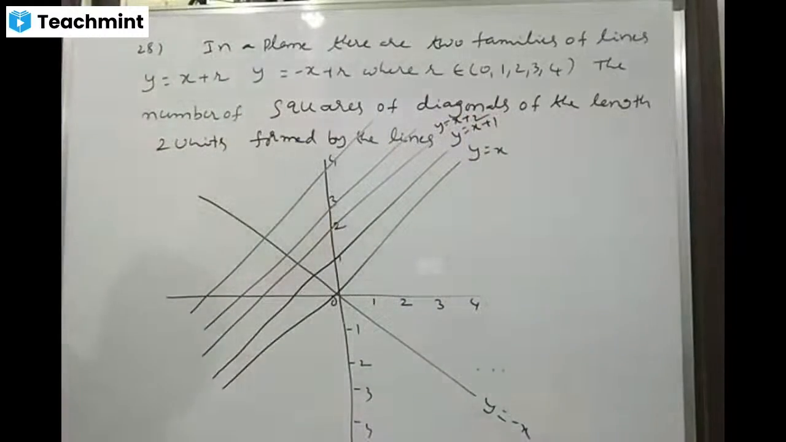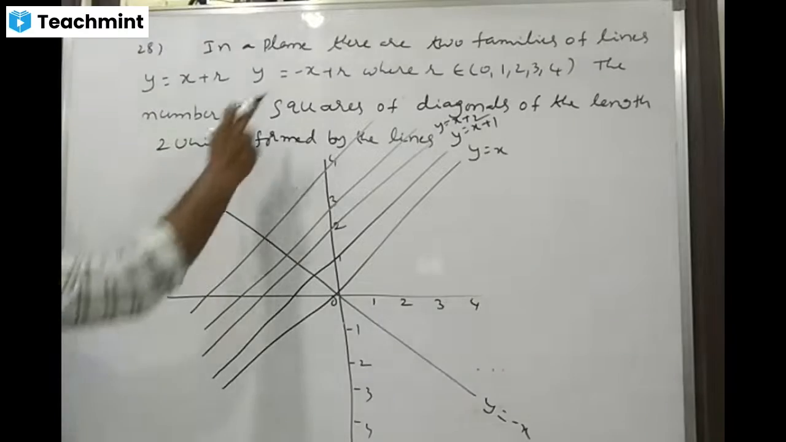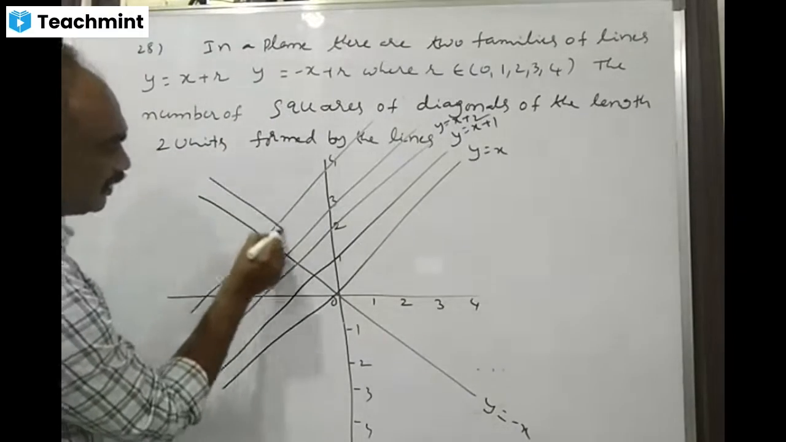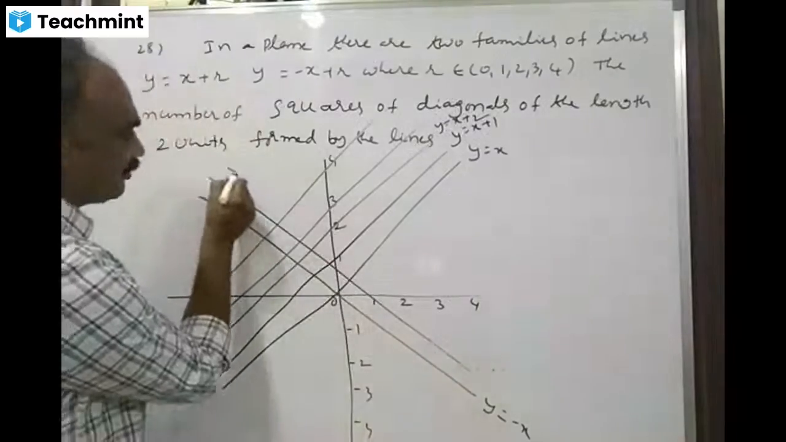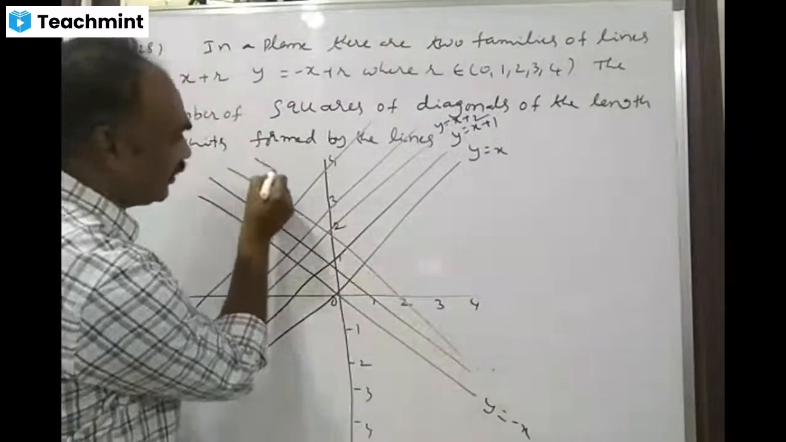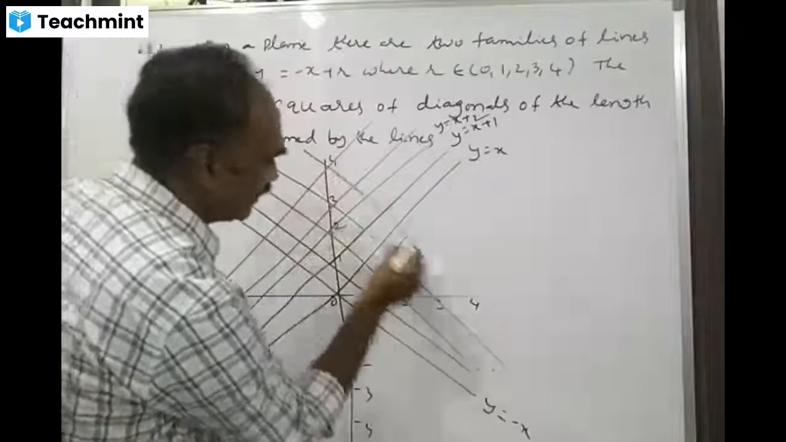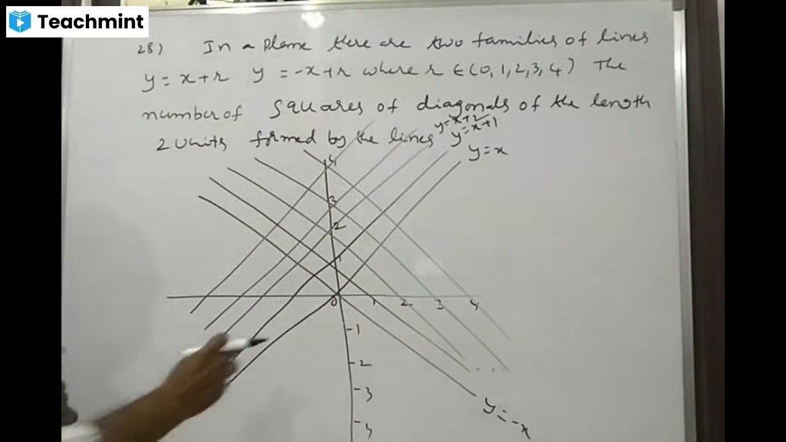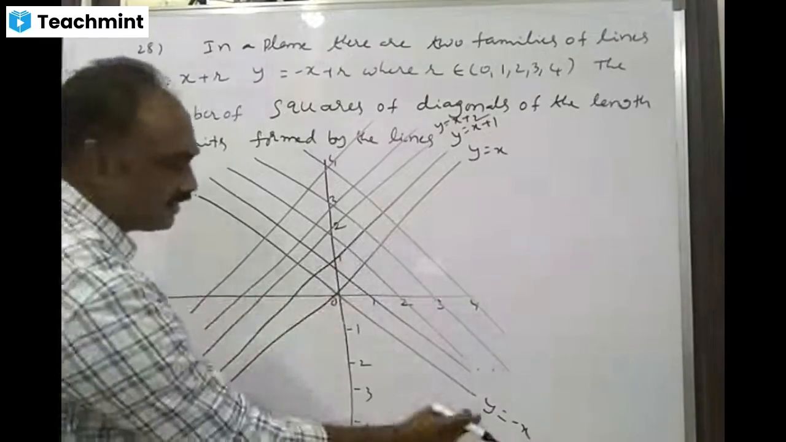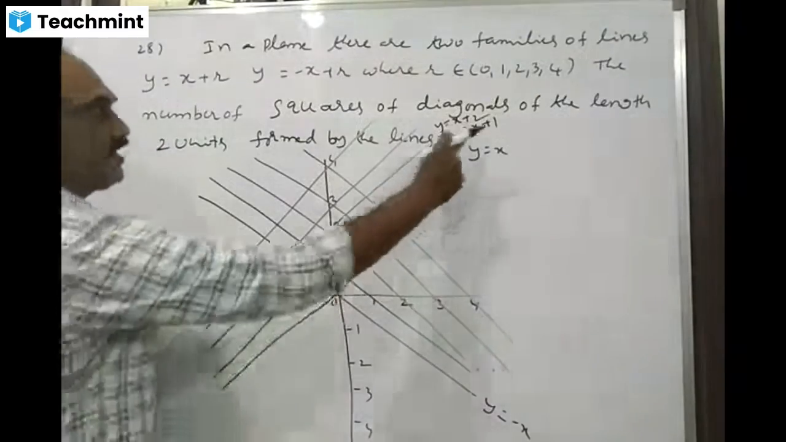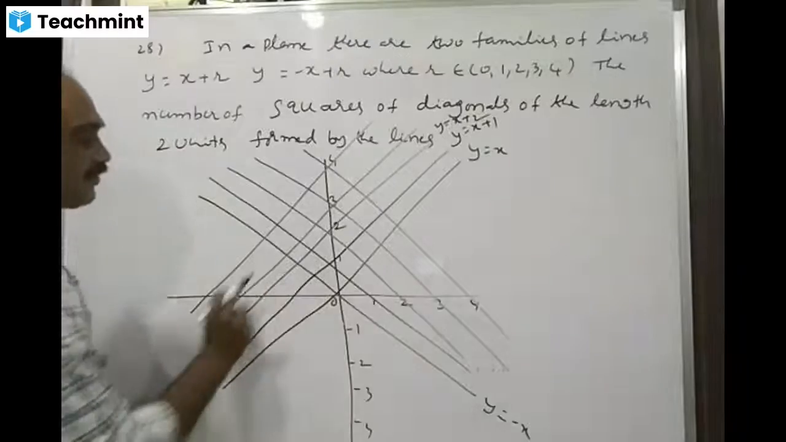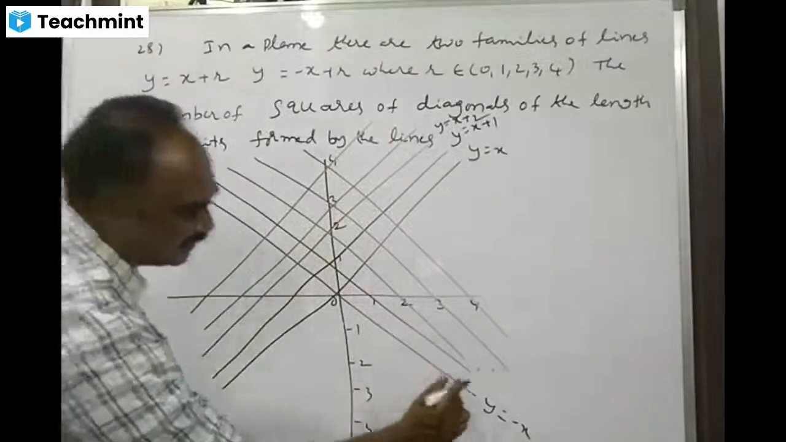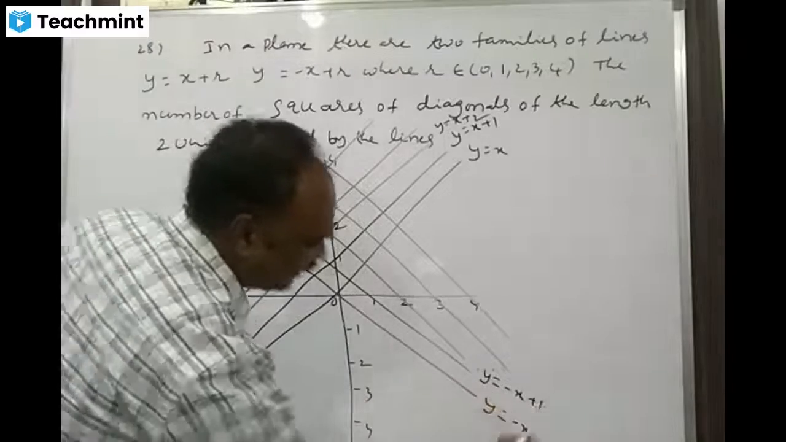Next lines, y is equal to minus x plus 1, y is equal to minus x plus 2, y is equal to minus x plus 3, y is equal to minus x plus 4. Okay, friends, so you have understood. So this is y is equal to x, this is y is equal to minus x. Next, y is equal to x plus 1, x plus 2, x plus 3, x plus 4, y is equal to minus x, and this is y is equal to minus x plus 1.